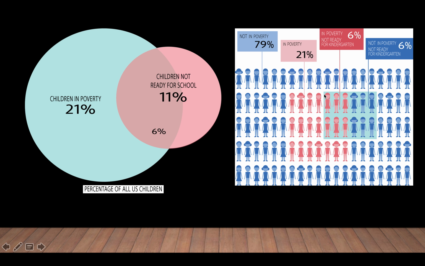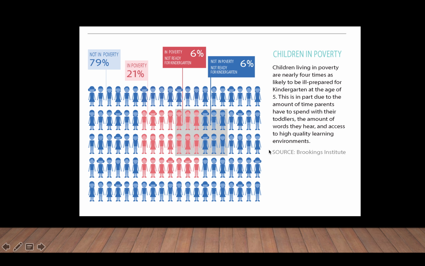6 out of 100 children are in poverty and not ready for kindergarten, and 6 children who aren't in poverty are not ready for kindergarten, which, as the text right up here shows, means children living in poverty are nearly 4 times as likely to be ill-prepared for kindergarten, which is an absolutely huge difference, and definitely makes it pointed why we need to have pre-K to even out these disparities.